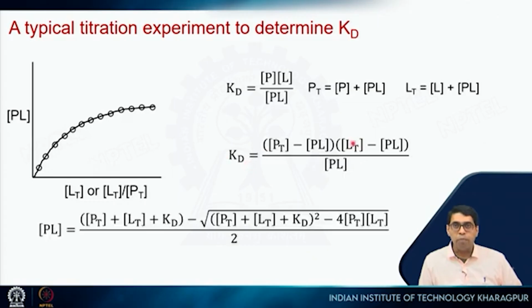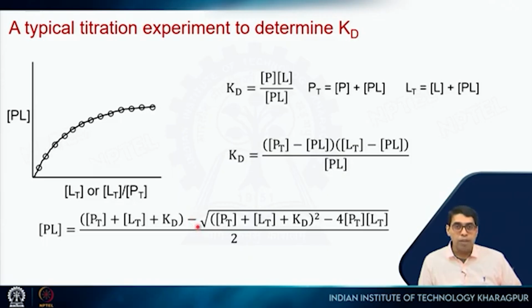Now if we multiply the terms and collect them together, we will get a quadratic equation for PL. You can actually see that PL times PL gives a PL square term, right? So if you collect all that and then solve the quadratic equation, you will get a solution like this, where at this position you will get a plus and minus sign, right?